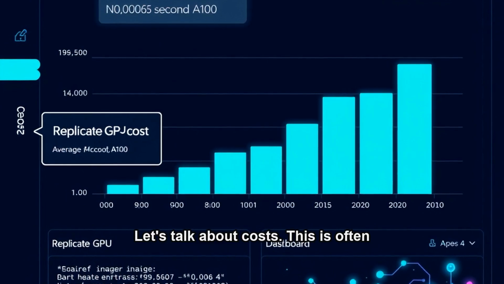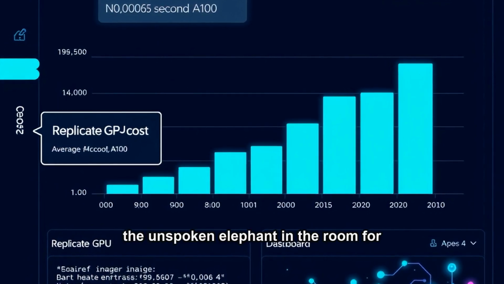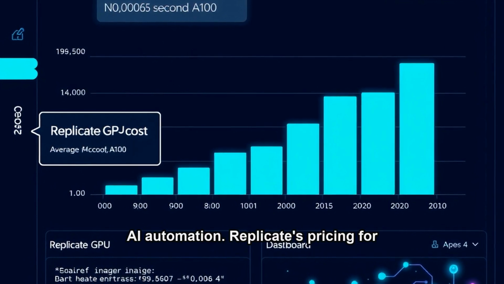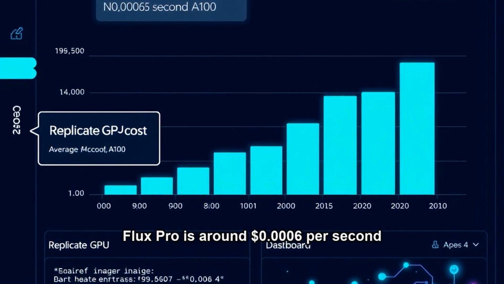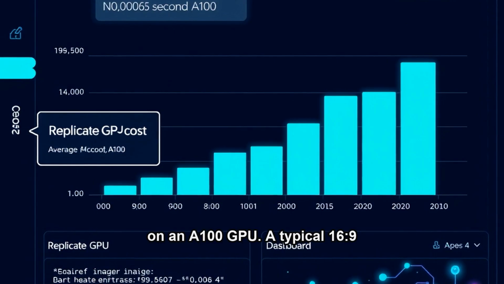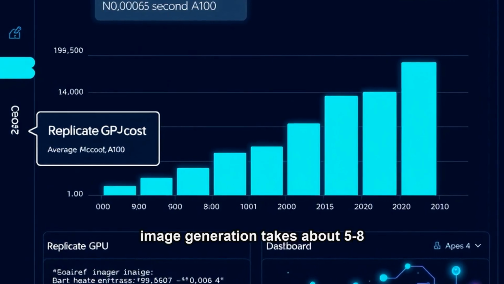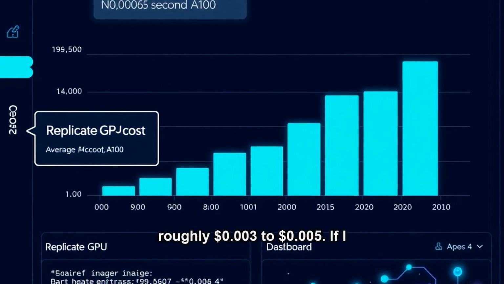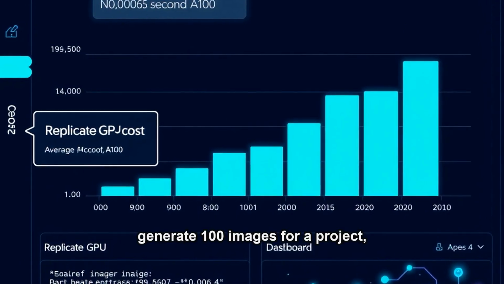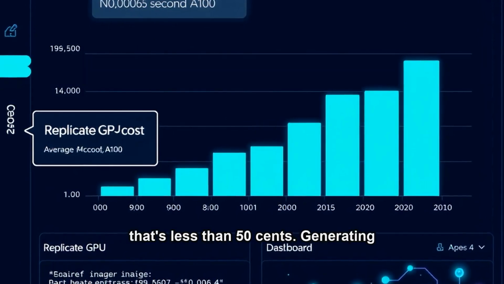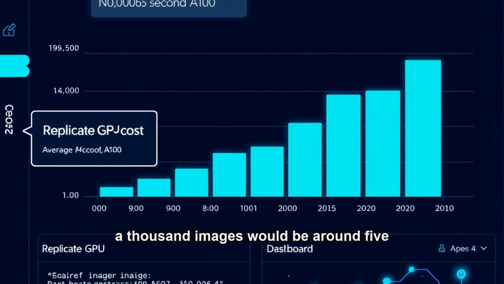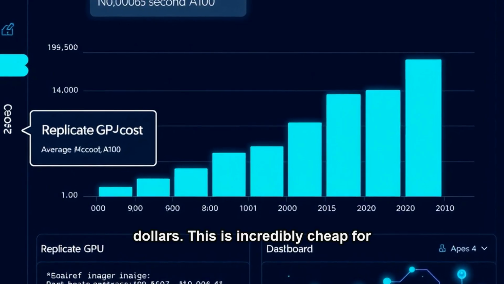Let's talk about costs. This is often the unspoken elephant in the room for AI automation. Replicate's pricing for Flux Pro is around $0.0006 per second on an A100 GPU. A typical 16:9 image generation takes about 5-8 seconds. This means each image costs roughly $0.003 to $0.005. If I generate 100 images for a project, that's less than 50 cents.